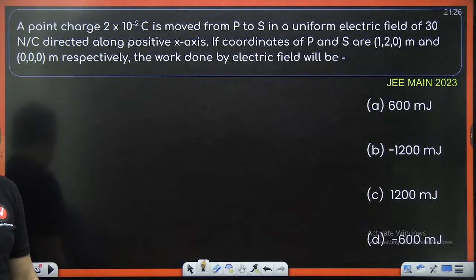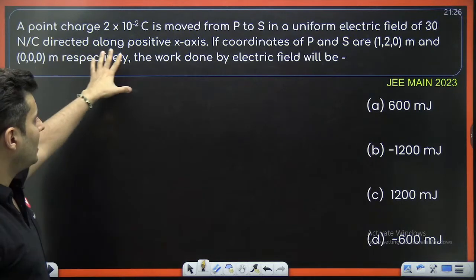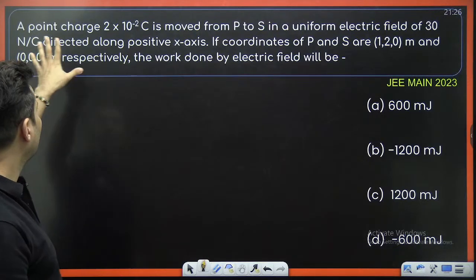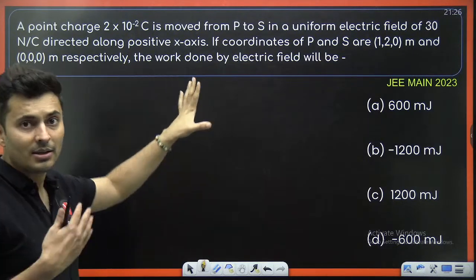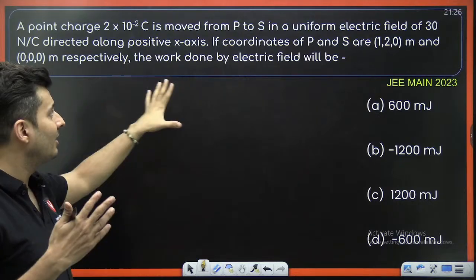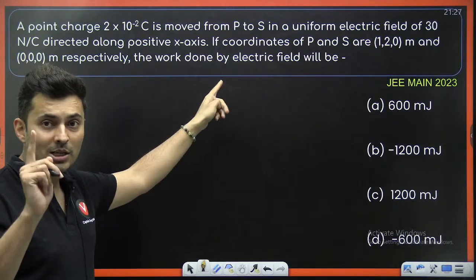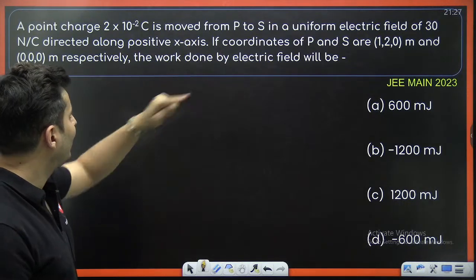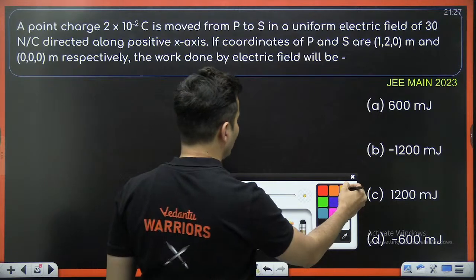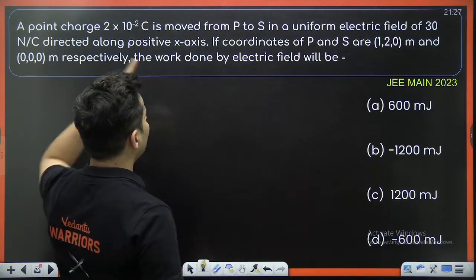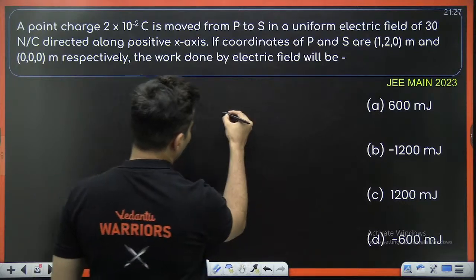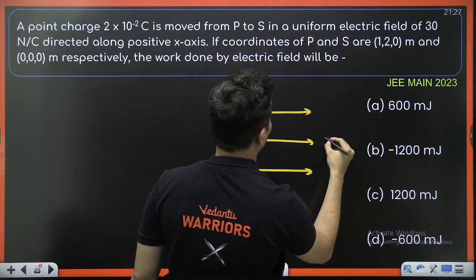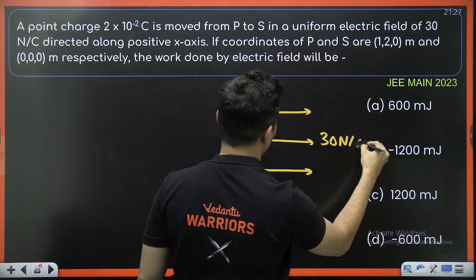Moving on to the next one, coming up on your screen. There is a charge moved from point P to S in a uniform field of 30 along the positive x-axis. You can see field, potential and work done related questions. I told you, right? Potential and field questions come. If coordinates are given, the work done by the field is how much? If you notice, the field is directed along the positive x-axis, 30 newton per coulomb.